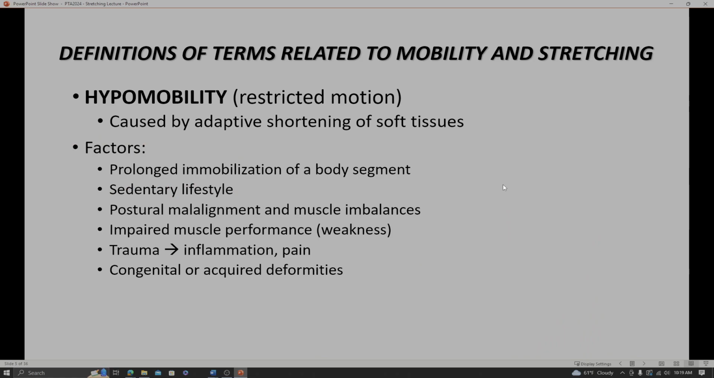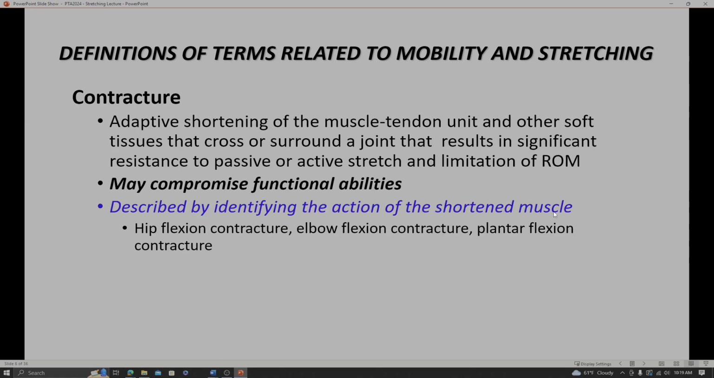We should know what hypomobility is. It's just adaptive shortening of tissues, or by definition, it's just restricted motion, right? Usually caused by adaptive shortening of tissues. These are the factors that are associated with it. Obviously, immobilization, sedentary lifestyle, bad posture or postural imbalances or muscle imbalances, weakness, trauma, some kind of congenital dysfunction, right? All those can contribute.